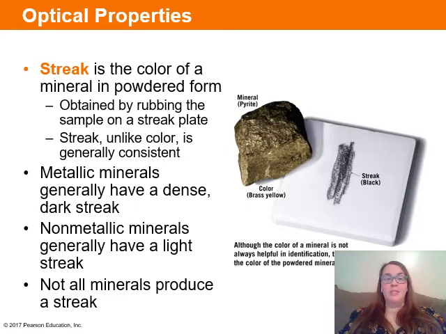But we're generally going to see that those metallic minerals, the ones that reflect a lot of light, are going to have darker colored streaks, and those non-metallic minerals are going to have a lighter colored streak, most of the time just white. But not all minerals are actually going to produce a streak. And we'll talk about this more when it comes to hardness. But if we were to rub a diamond, an incredibly hard mineral, against a streak plate, because that diamond is so hard, it's not going to leave a streak. We're not going to be able to powderize that mineral.